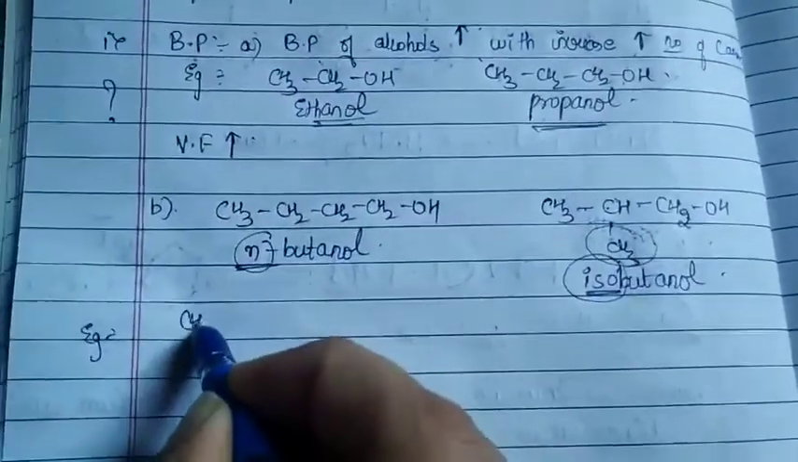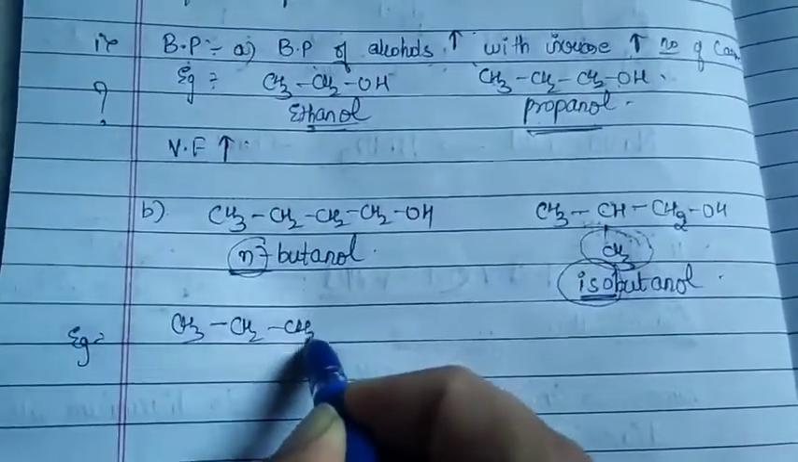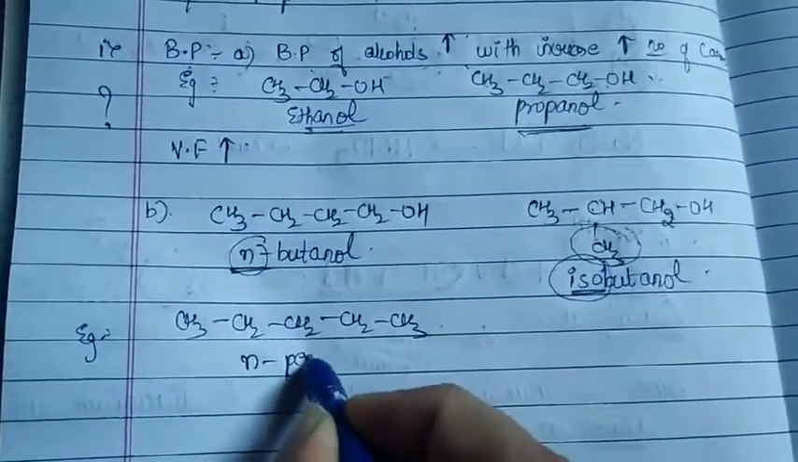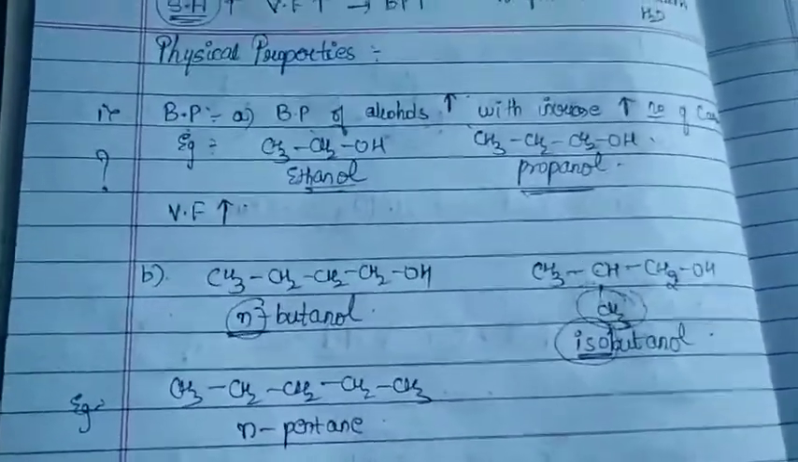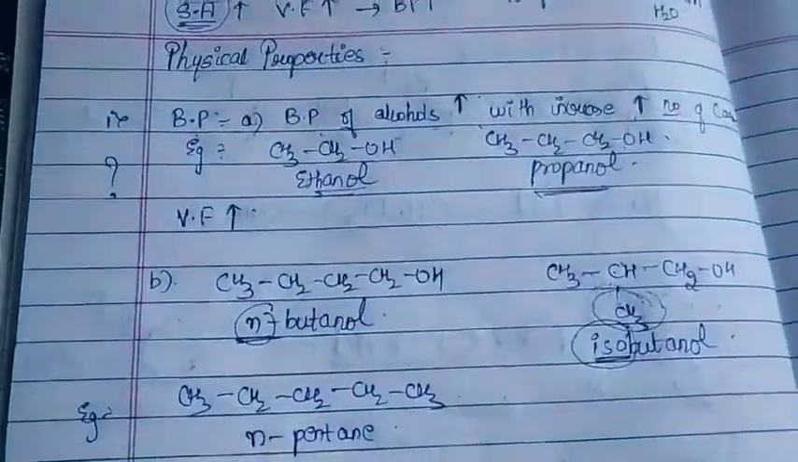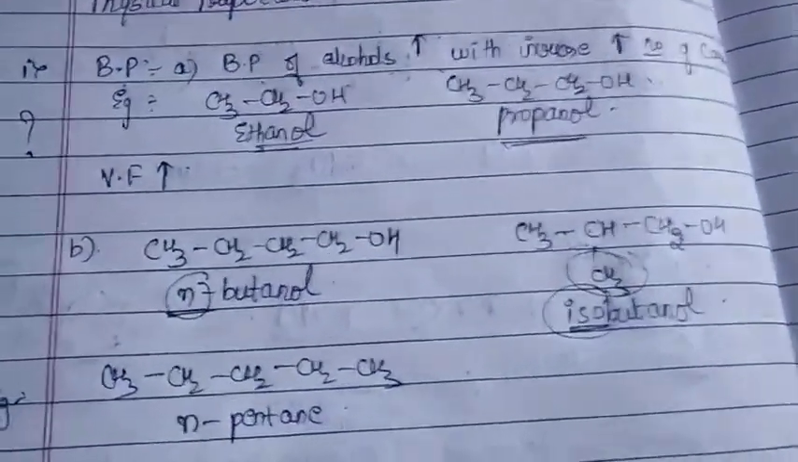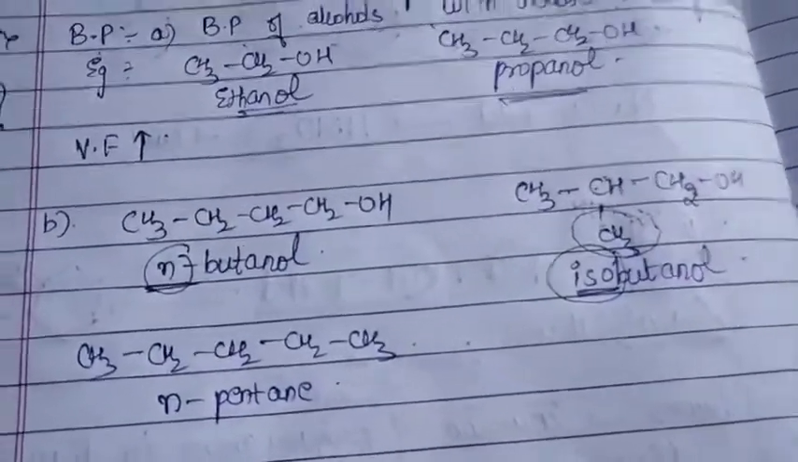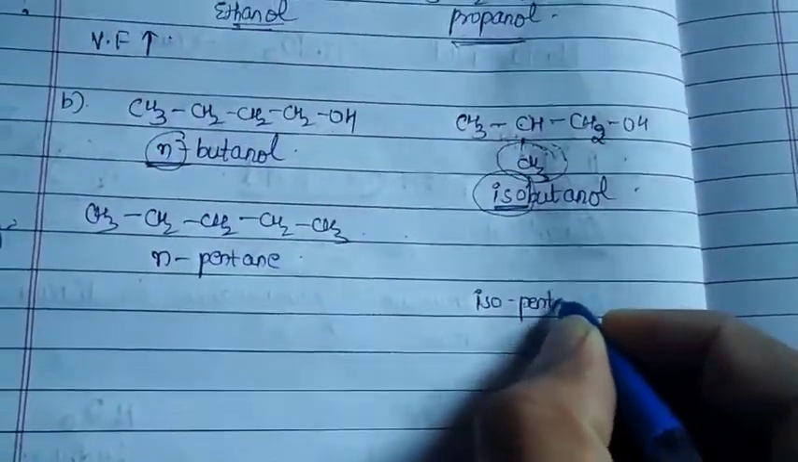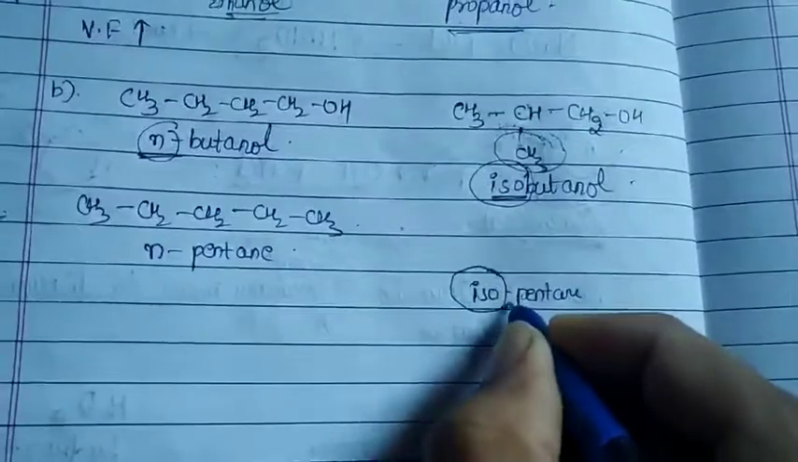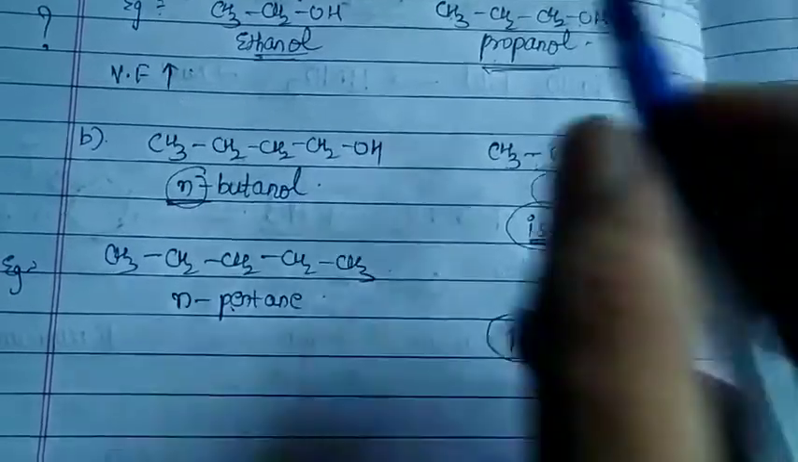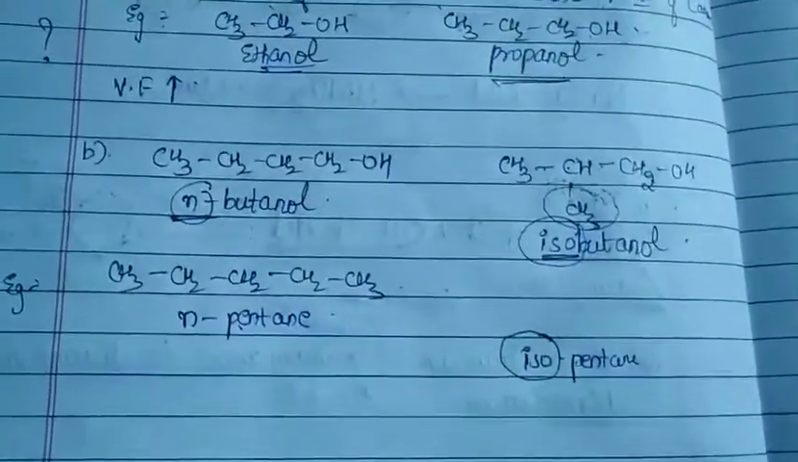If I have the structure of pentane, CH3, CH2, CH2, CH2, CH3, what is this? It is n-pentane. If I want to write its isopentane, of course it should be an isomer. That is, I should keep in mind that the molecular formula should be the same, but it should have a different structural formula. So I want now my isopentane. Of course, what is the hint I have given? Whenever I have to write an isomer, that is isopentane of n-pentane, the one hint we know is that the second carbon atom should have the methyl group attached to it.